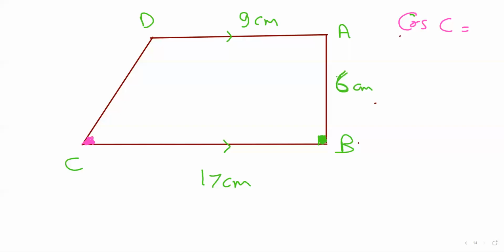Sure. Okay, this angle here is 90, and this is a trapezium. They are two parallel sides, and this side here is 6, and this side 9, and this side is 17, as you see here. And I want to get cosine C. Now, we couldn't get cosine C because we don't have a right-angled triangle. We need to create a right-angled triangle. So we are going to construct what? Perpendicular from angle B.